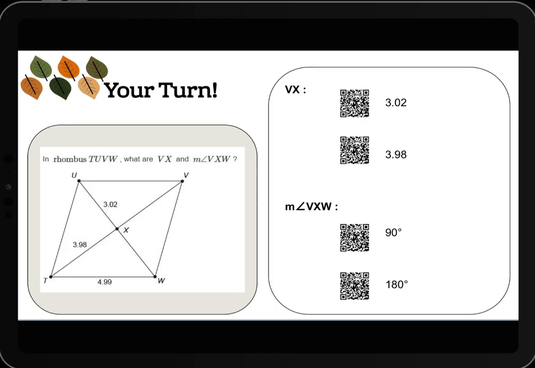So maybe pause the video and see if you can come up with the length of VX and the measure of angle VXW. You should have arrived at 3.98 for the length of VX, and the measure of the angle VXW is going to be 90 degrees. So TX is 3.98. Since the diagonals are bisected, the other half VX is equal in length to that, so it also is 3.98. And then the diagonals are perpendicular to each other, which means that you have four 90-degree angles in the center there, and VXW is one of those angle values, so it's a 90-degree angle as well.